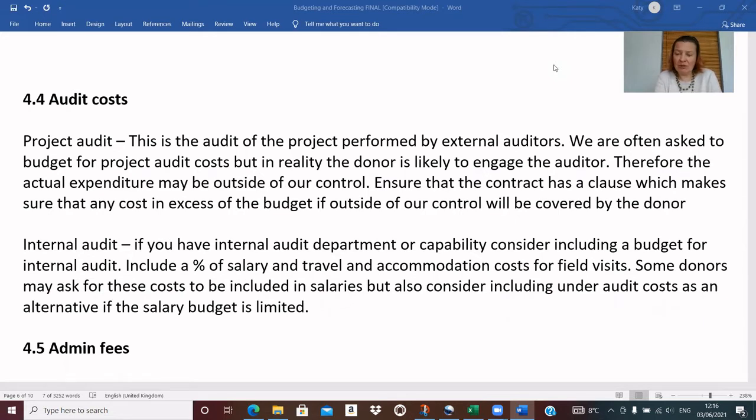You might also be able to include costs for internal audit. If you have an internal audit department, or if you have a finance department where some resource can be allocated for periodic internal audit checks, then you could maybe include a percentage of those salaries and travel and accommodation costs if field visits are involved. Some donors may ask for internal audit staff costs to be included in salaries, but if there is an option to include them under audit costs, then consider that as well.